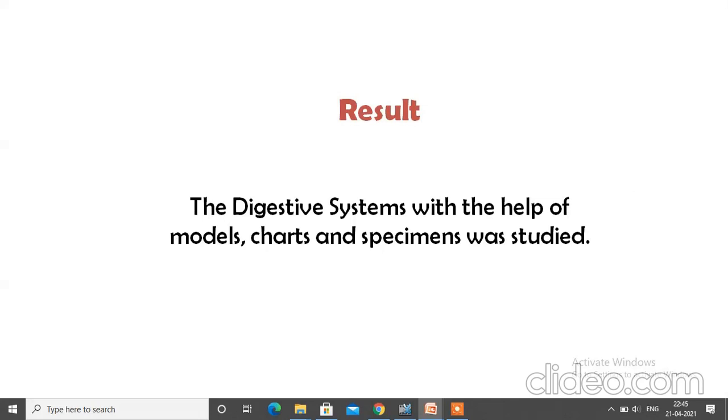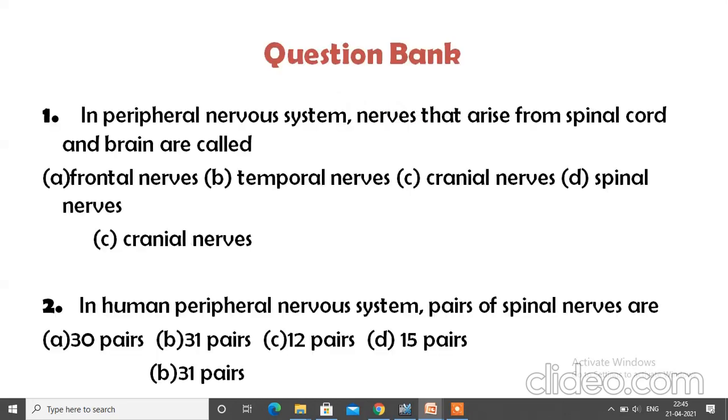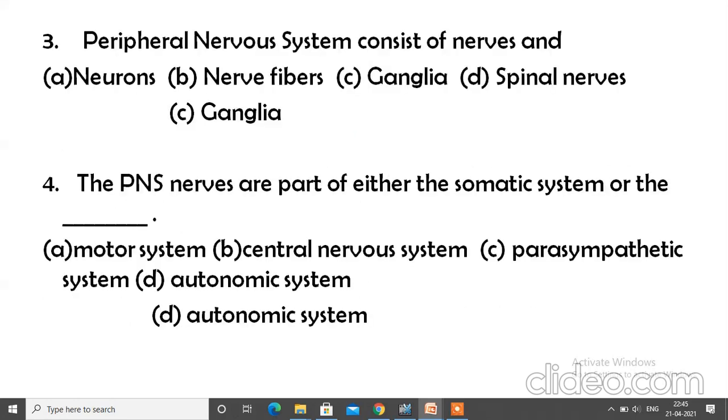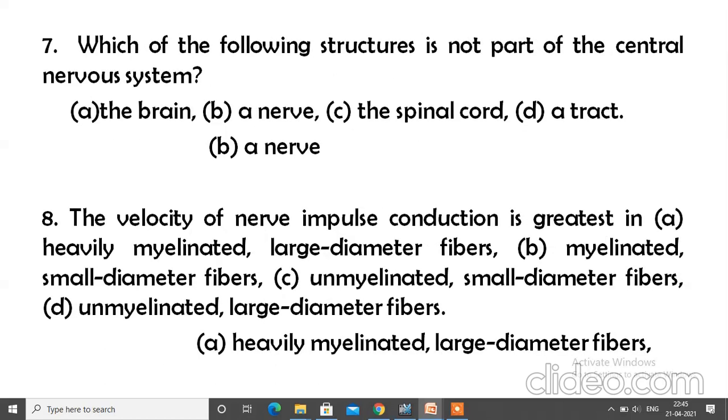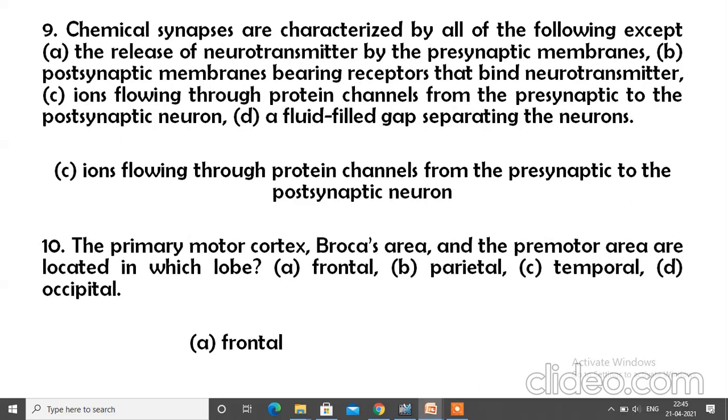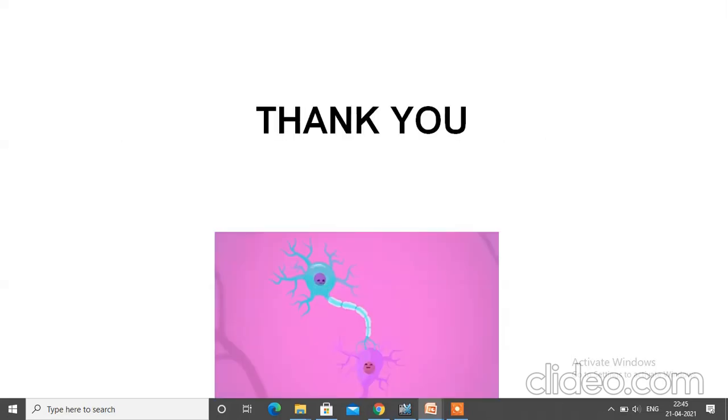Next one is the result. The digestive system, with the help of models, charts and specimens, was studied. Next one is question bank. These are all the MCQs. Now here is the total of the central nervous system as well as the peripheral nervous system. Thank you.